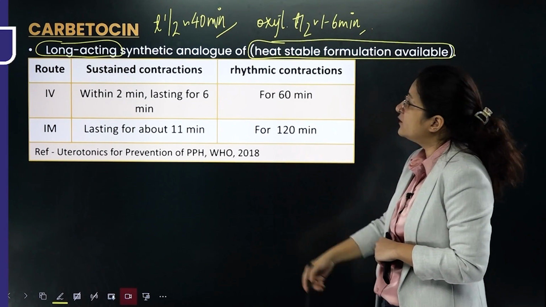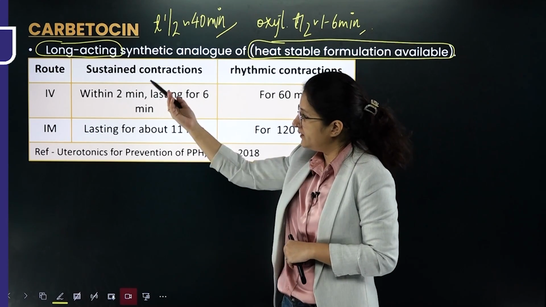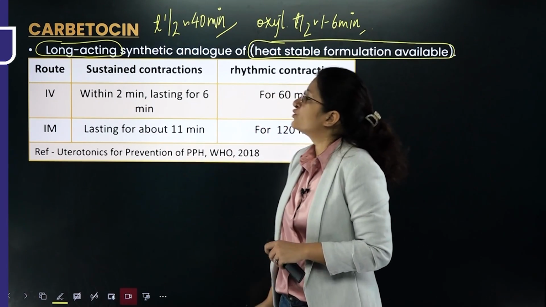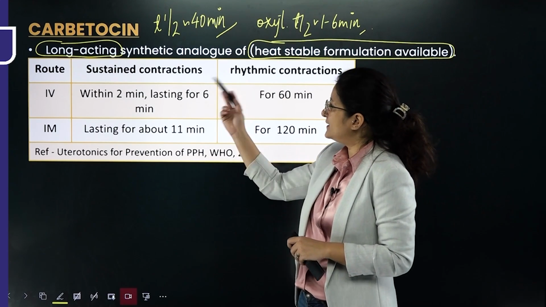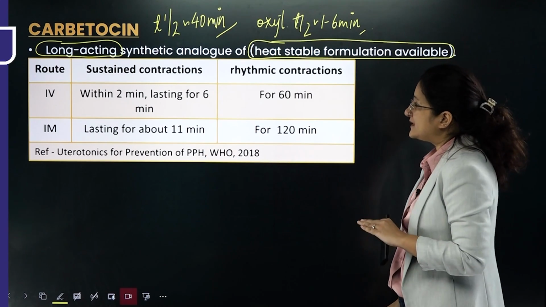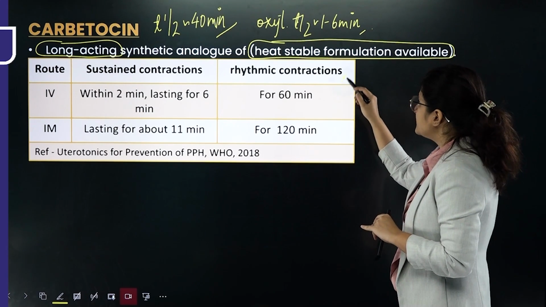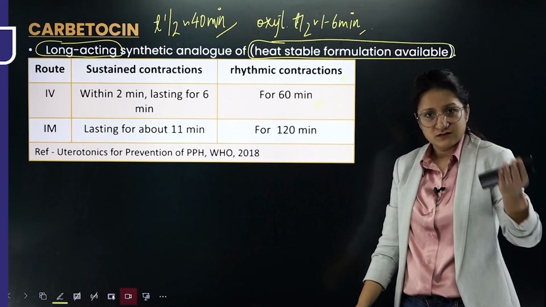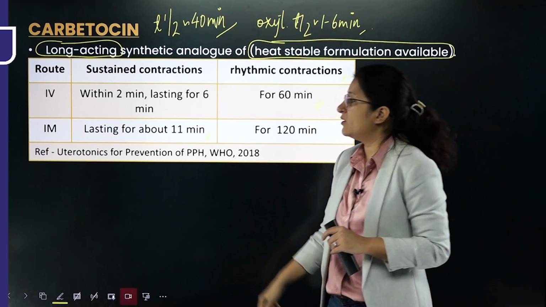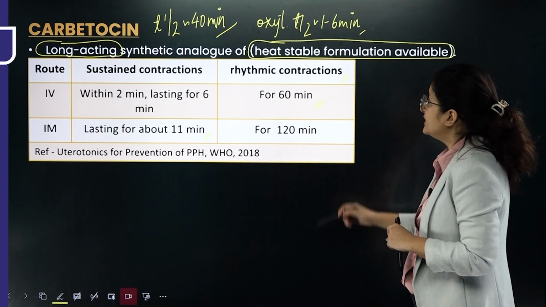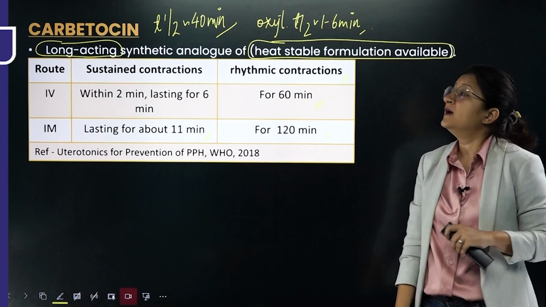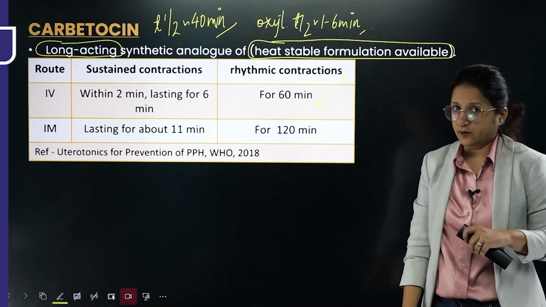So if you compare the routes of carbetocin, IV versus IM, okay. With IV route of carbetocin, you get sustained contractions within 2 minutes and lasting for about 6 minutes, and rhythmic contractions, they persist for about 60 minutes. With IM carbetocin, one gets sustained contractions lasting for about 11 minutes, and rhythmic contractions can last for about 120 minutes as well. So it is a long-acting analog, right?